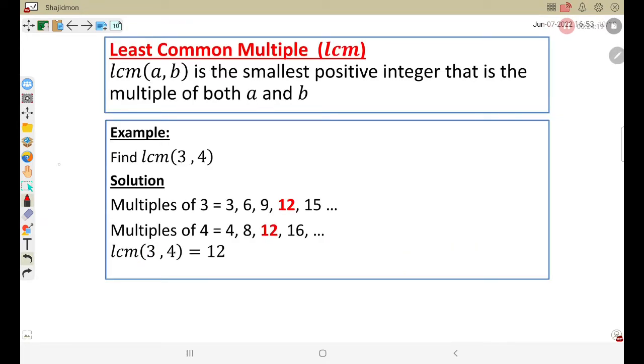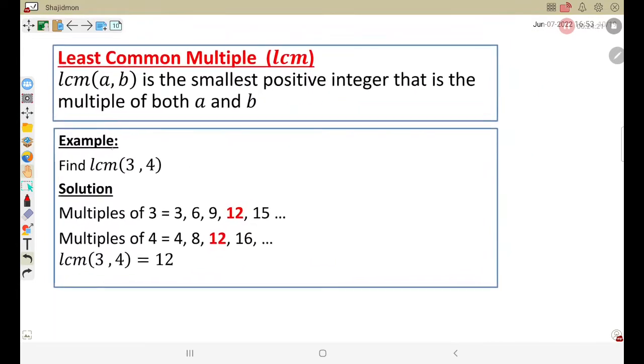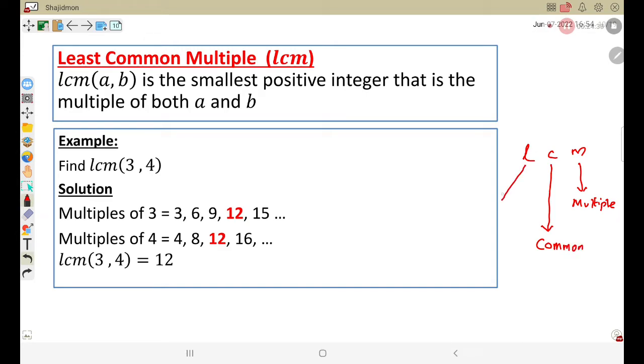Now we will go to the next one: least common multiple, LCM. M means multiple, this is the meaning, multiple. C means, as I told you before, common. And L means least. Least means the small one, the smaller number. So least common multiple. What is the meaning? LCM of A and B is the smallest positive integer that is a multiple of both A and B.